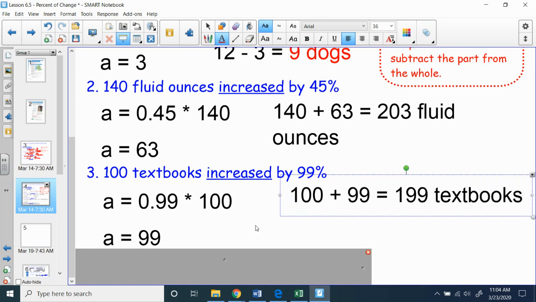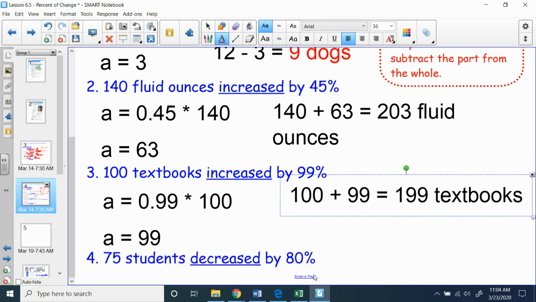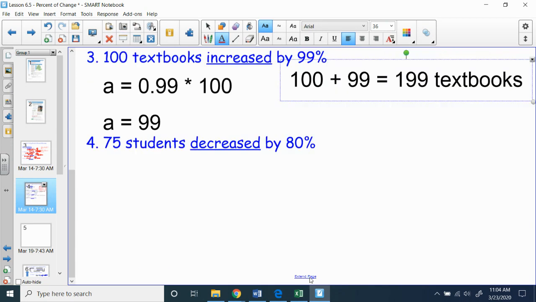Did you get it right? We're going to do one more. Here's our final one. This one says I have 75 students, but that decreased by 80%. They must have been the ones who turned in their field trip forms, I'm guessing.